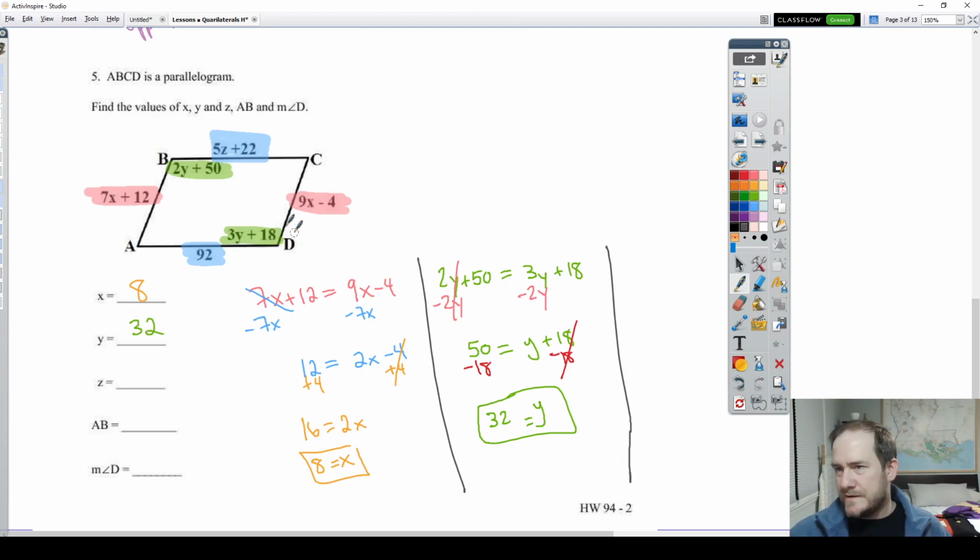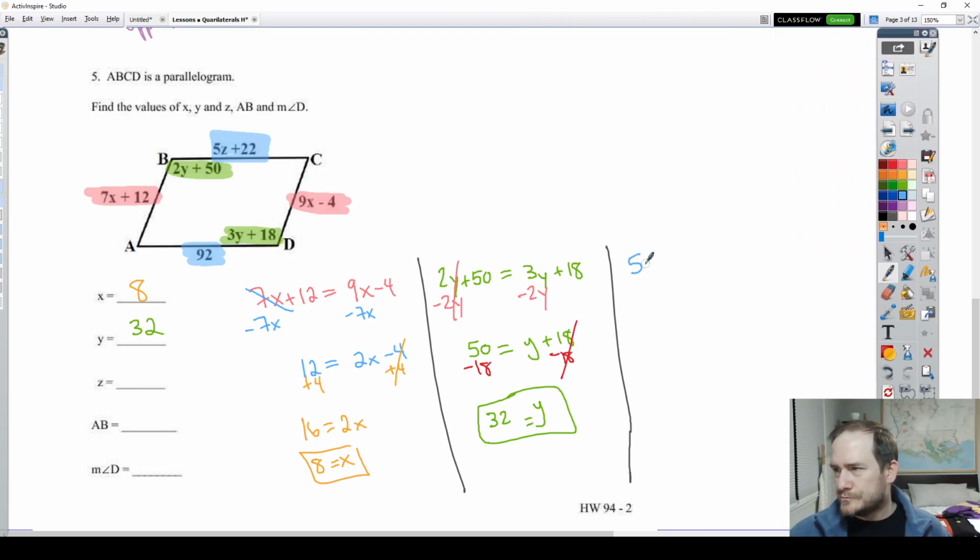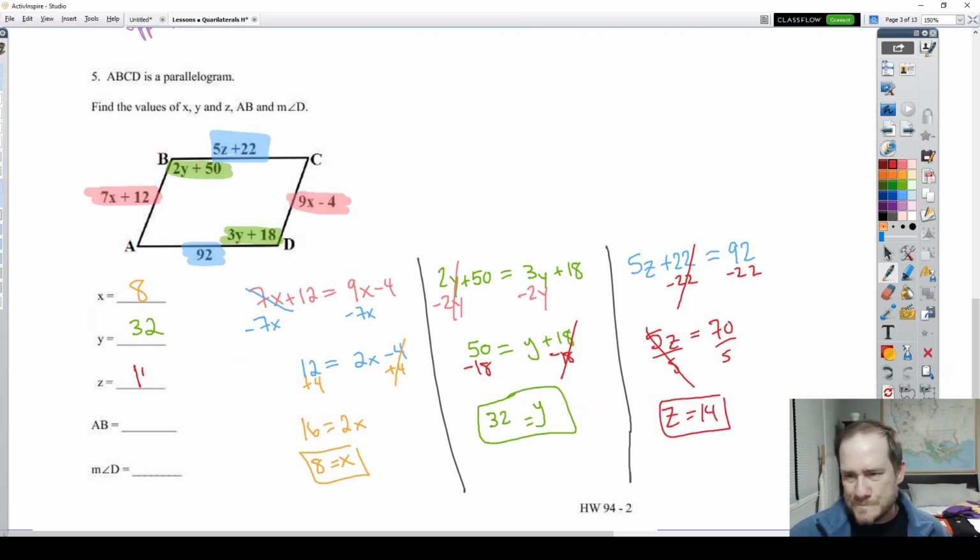Now we can solve for z, and those are the blue sides. So you'll just take the 5z plus 22. Set it equal to 92. So if you subtract 22 from both sides, you've got a 5z that equals 70. And then dividing that by 5, you get 14. So that's it for solving for the three variables.